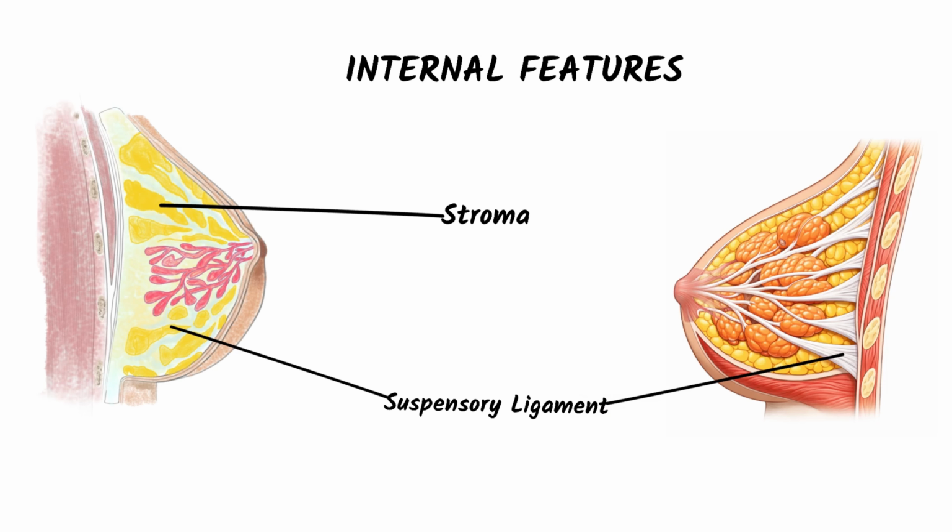At the core of the breast lies its functional tissue, the parenchyma. This glandular component is responsible for milk production for the nourishment of the newborn.